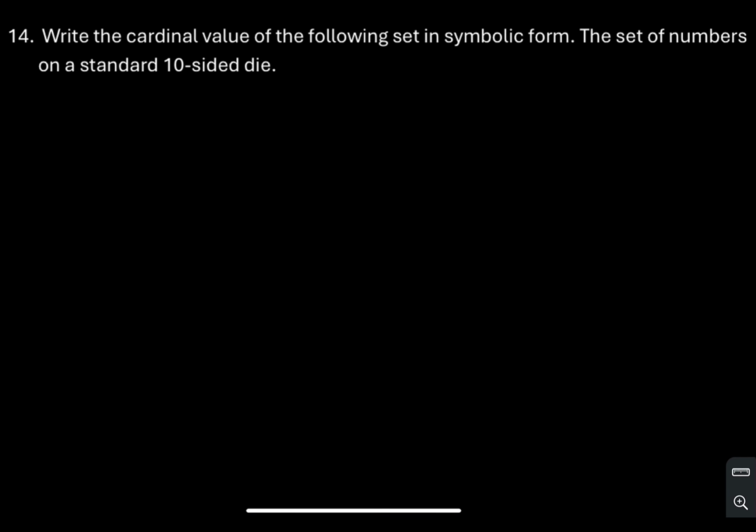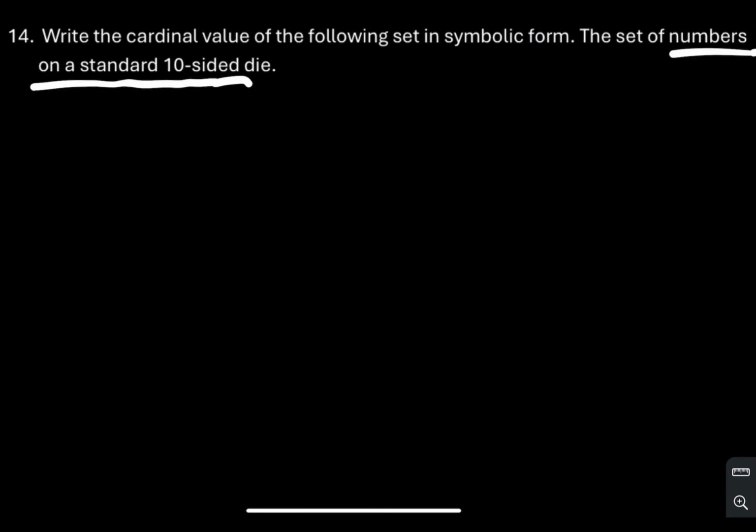So for this 14th problem, it says write the cardinal value of the following set in symbolic form. The set of numbers on a standard 10-sided die. So our elements in our set are going to be numbers on a standard 10-sided die. So if a die, which just means a single version of dice, has 10 different sides, that means there's 10 possible numbers it could land on. So since we know that, we know the cardinal value is 10, but we have no set name to represent this. We usually write n and then a name in parentheses. But here we don't have the set name, so how do we represent that?